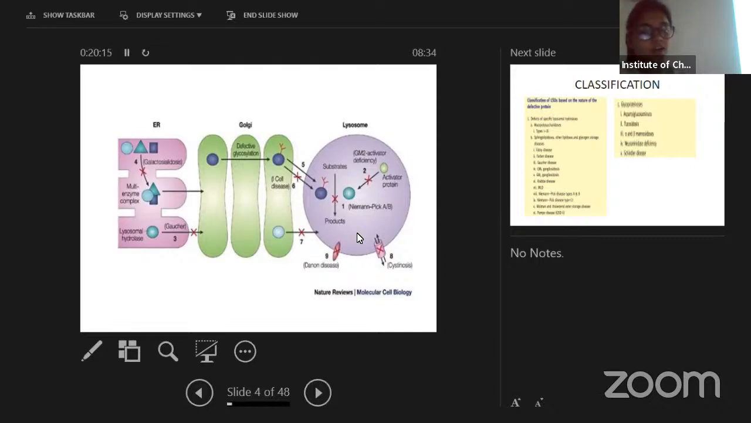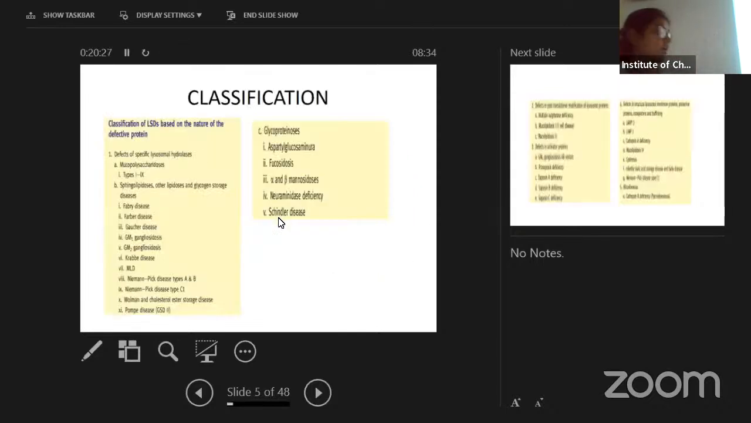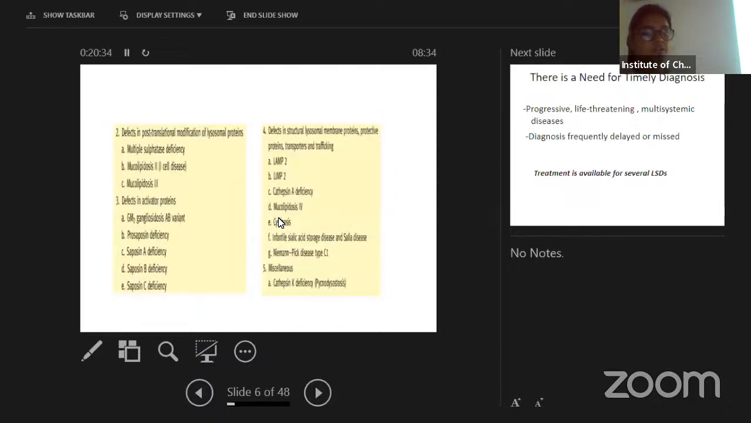such as defect in glycosylation, defect in activator protein, defect in membrane protein, and many more. On the basis of the defect, LSD is classified into 5 groups. One is defect of specific lysosomal hydrolase, defect in post-translation modification of lysosomal protein, defect in activator protein, defect in structural lysosomal membrane protein, protective protein, and transporters and trafficking. And the fifth one is miscellaneous.